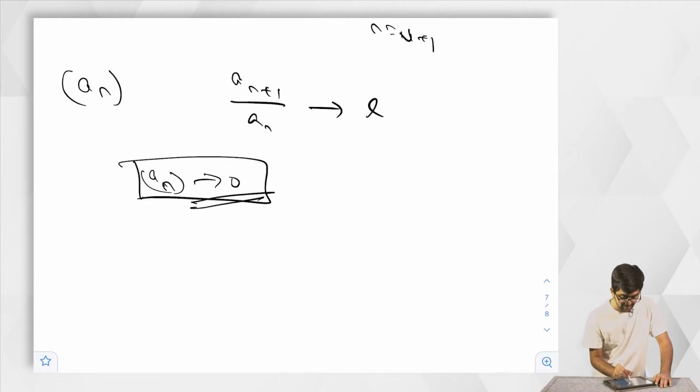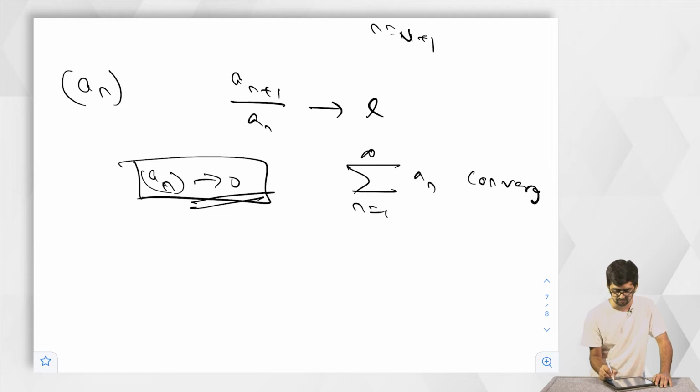And this is not just this. What we know is the summation n equal to 1 to infinity is convergent. So this result, which was very easy to understand, is called the ratio test.